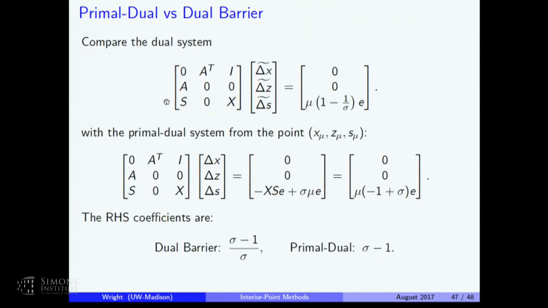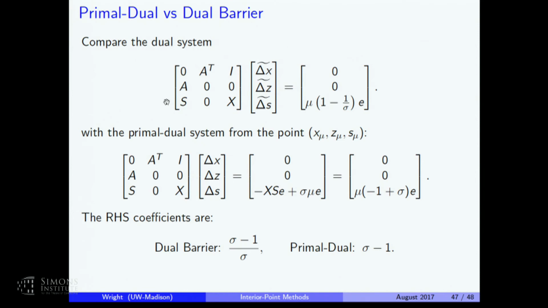But what about this last term? Well, let me remind you what the Primal-Dual system was. If you happen to be right on the central path, if you happen to actually be taking a step from right on the central path, then this x times s times z is just mu times e. And then I can do an apples to apples comparison between the step I get from the dual barrier and the Primal-Dual step. And you'll see that the only difference is in this last term. If I compare the last term, the multiple here, in the case of dual barrier, it's just sigma minus 1 over sigma. And in the Primal-Dual case, it's sigma minus 1.